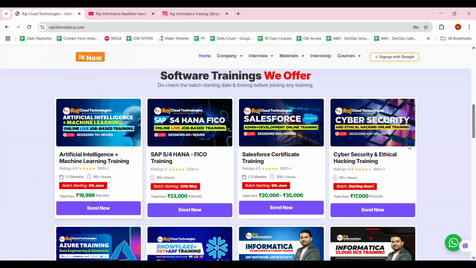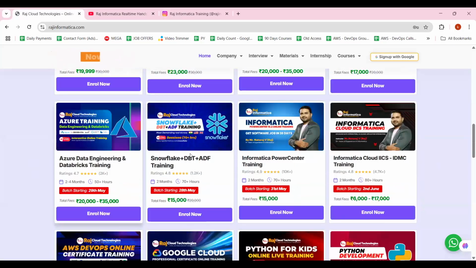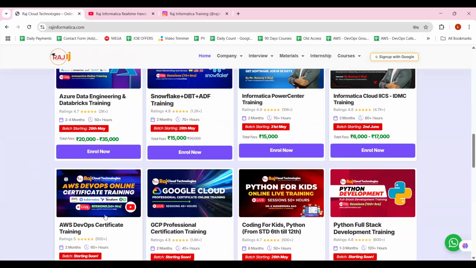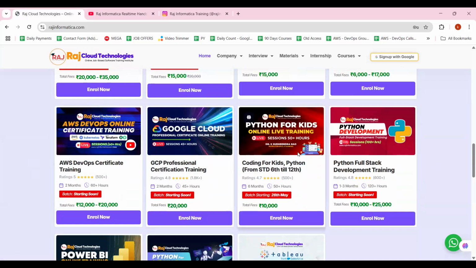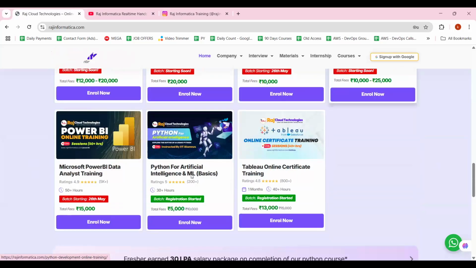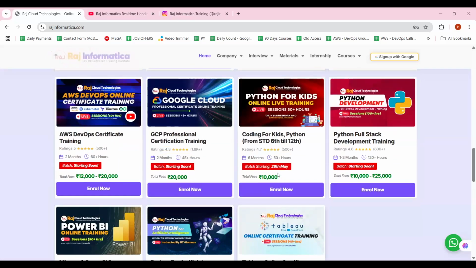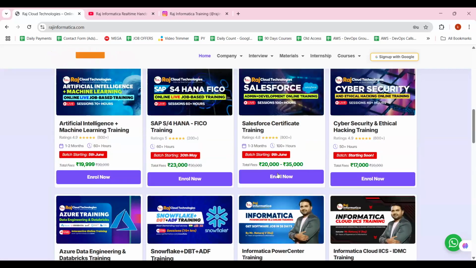These are the trainings that we are offering here: AI and ML, SAP S4 HANA and FICO, Salesforce admin and development, cybersecurity, Azure, Snowflake, Informatica Cloud, AWS Cloud, GCP Cloud, Python for kids, Python full stack development, Power BI, Python for AI and ML, and Tableau. These are a few of our other courses as well.